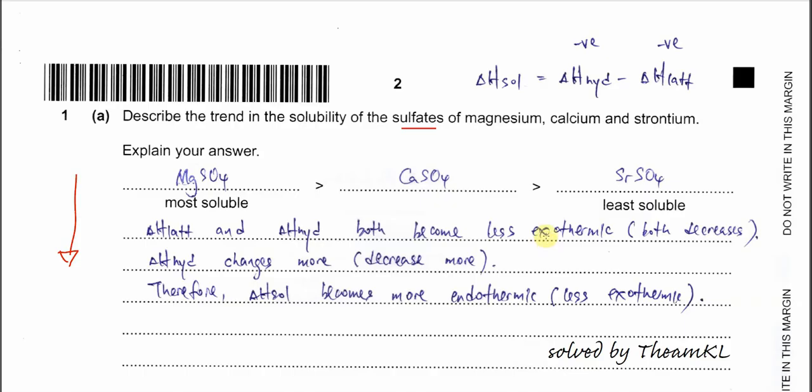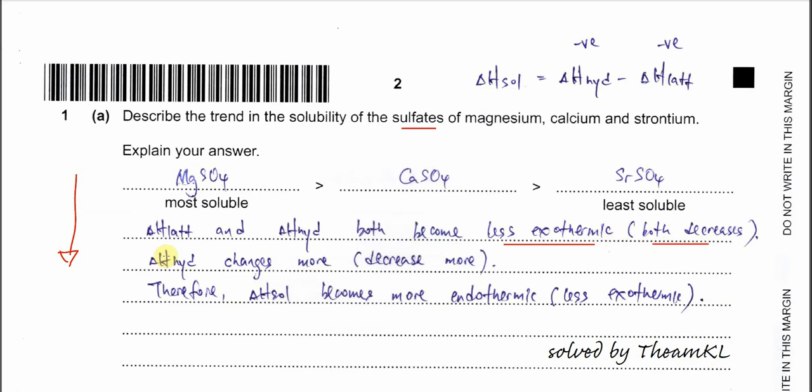It's most likely because the size of the cations is getting larger, so the attractions between the ions are getting weaker. Therefore, it becomes less exothermic, meaning less heat is released, because the size of the group 2 cation is getting larger down the group. So what you need to say is both enthalpies become less exothermic, or both decrease. Decrease in magnitude.